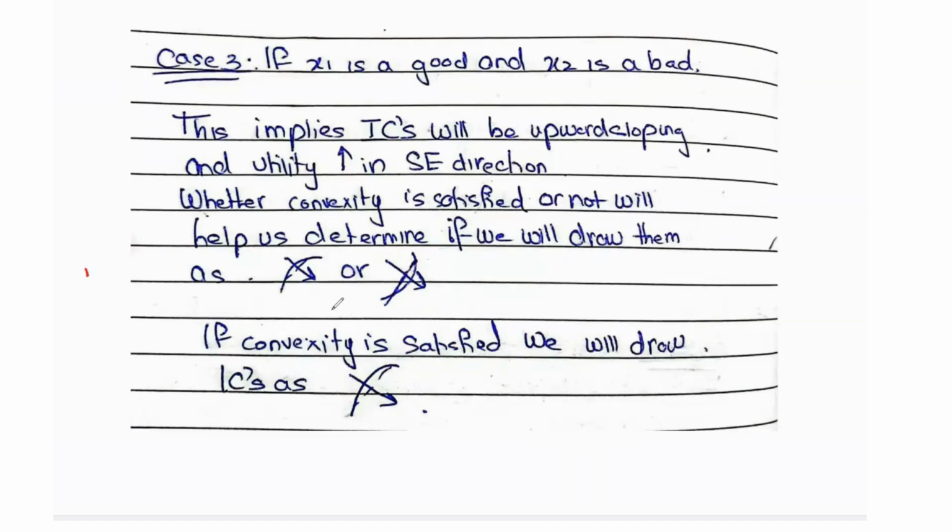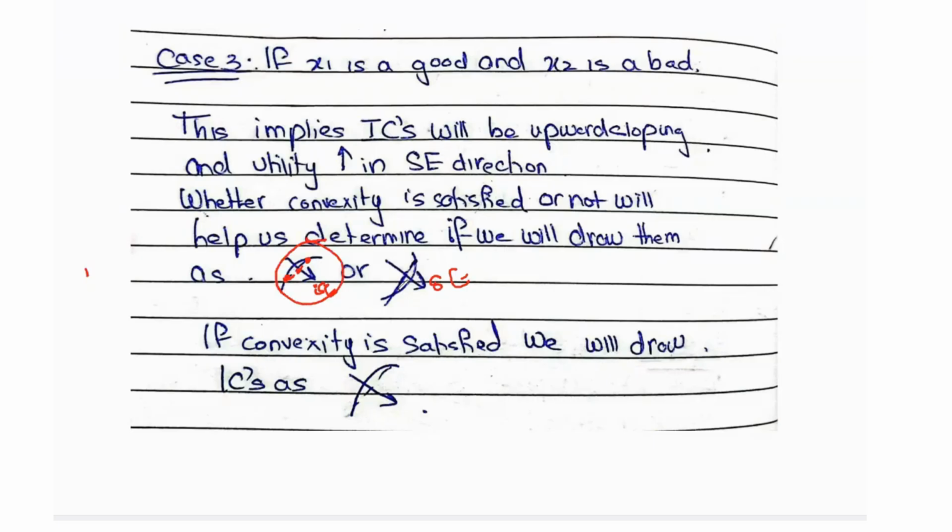Now whether convexity is satisfied or not will help us determine whether we should draw the upward sloping IC with utility increasing in the southeast direction like this, or like this. Again, we'll look at, say, any two indifferent extreme bundles like this. The weighted average is geometrically represented as a line joining them, and in this case, as utility increases in the southeast direction, we can see the weighted averages are preferred to the indifferent extremes, right? Because they're above the indifferent extremes in the southeast direction. So if convexity is satisfied, we should plot them like this.